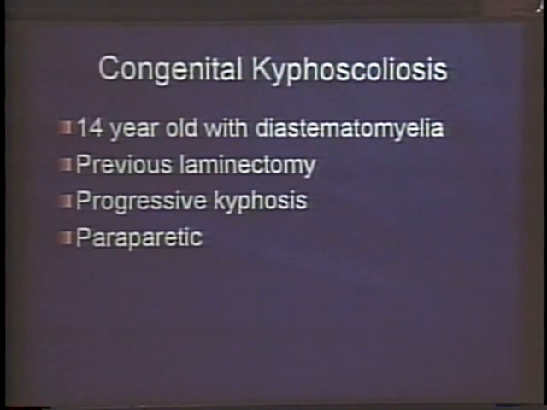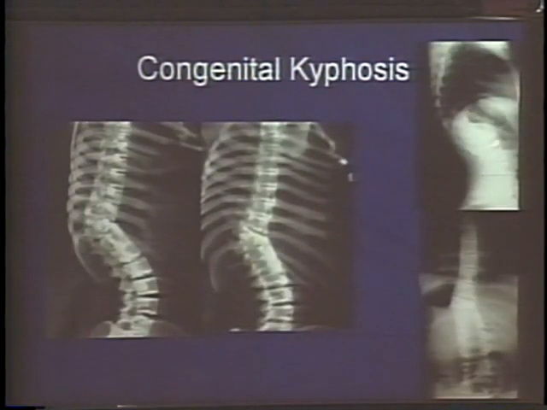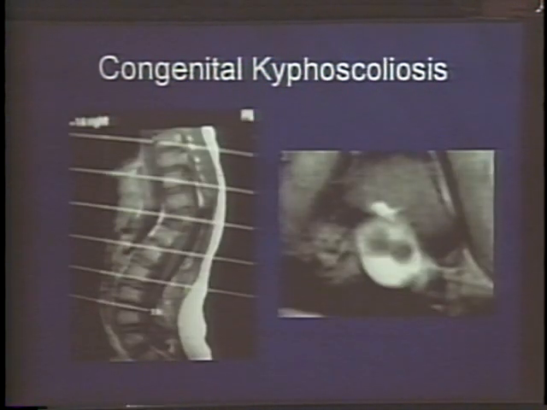Congenital kyphoscoliosis can also be managed from the back with the Ponte procedure if it is not too severe. And this is a 14-year-old with the diastematomyelia, which had been operated with a previous laminectomy and had progressive kyphosis and became paraparetic. These are the plain films, and we note the thoracolumbar junction kyphosis. We can see the long laminectomy, which had been done, and these are the sagittal and coronal CTs, which show the hemivertebra. Rather than electing to excise the hemivertebra due to the long kyphosis, we elected to do multiple level Ponte procedures and reduction of the kyphosis.